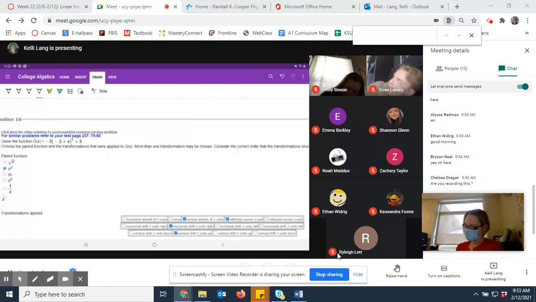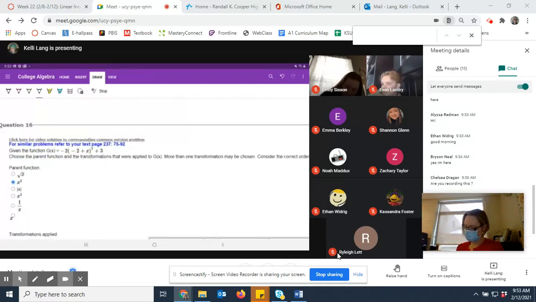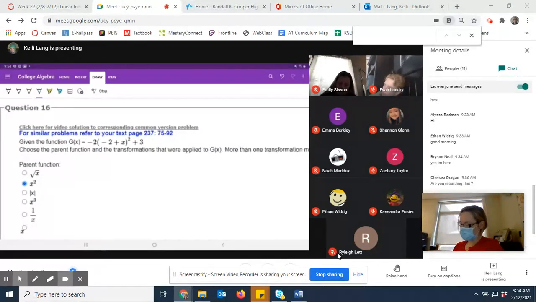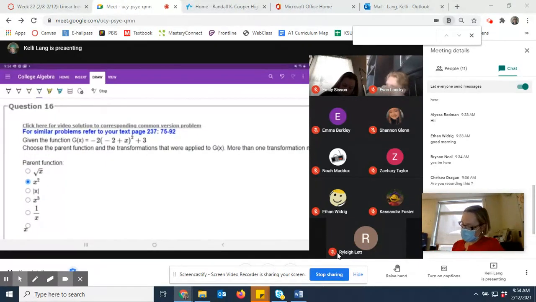The next one, hopefully we'll be dealing with, okay, we're dealing with another transformation on question 16 from Homework 8A Common Version. Whenever you're dealing with trying to figure out a transformation, we always start by looking first for our parent function. What is the parent function in this problem? Well, exponents are usually a pretty big hint. This is going to be an x squared parent function. There's a lot of other stuff going on here, but this is an x squared.